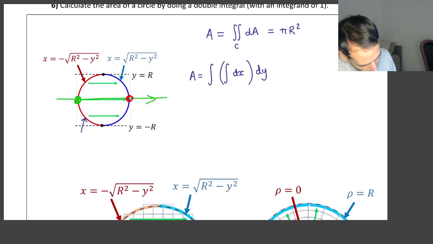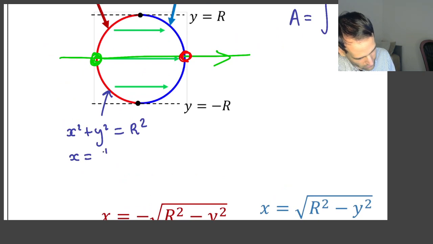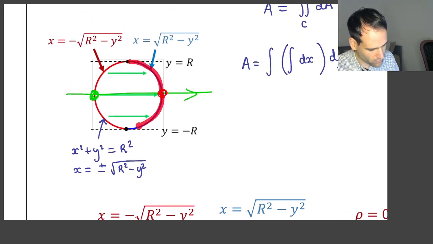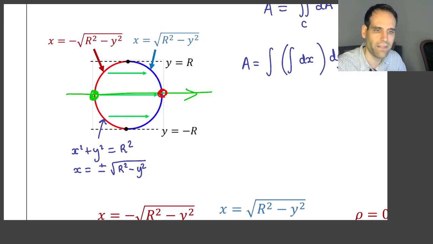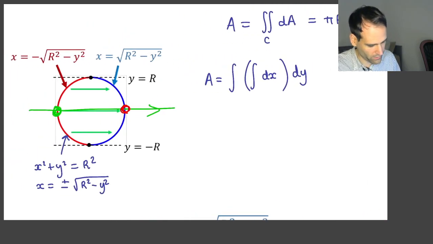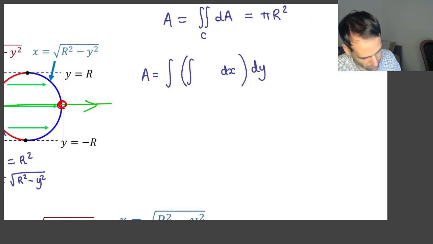Well, we know that the equation of a circle is x squared plus y squared equals r squared. And therefore, if you solve for x, you get that x equals the plus or minus square root of r squared minus y squared. So it is quite simple to see that this line corresponds to the positive square root of r squared minus y squared, while this line here corresponds to the negative square root of r squared minus y squared. And those will be the two limits, which I will need more space to write them down. So this will be the minus square root of r squared minus y squared, and this will be the positive square root of r squared minus y squared.